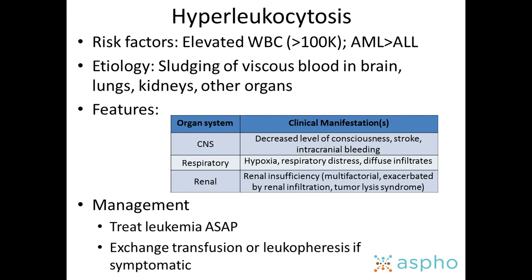One of the things that we know is that, all other things being equal, the same count in AML is going to have a much higher risk of causing hyperleukocytosis problems than in ALL. It's probably simply because the AML cells are typically bigger and stickier. They have a lot more adhesion molecules on their surface, and so the effect of 100,000 per microliter AML cells on viscosity is going to be a lot greater than 100,000 per microliter ALL cells.